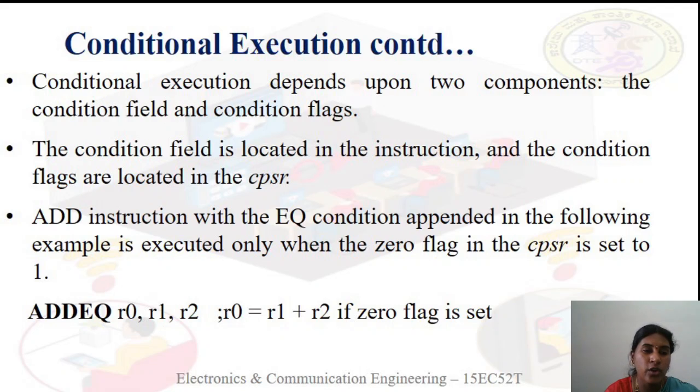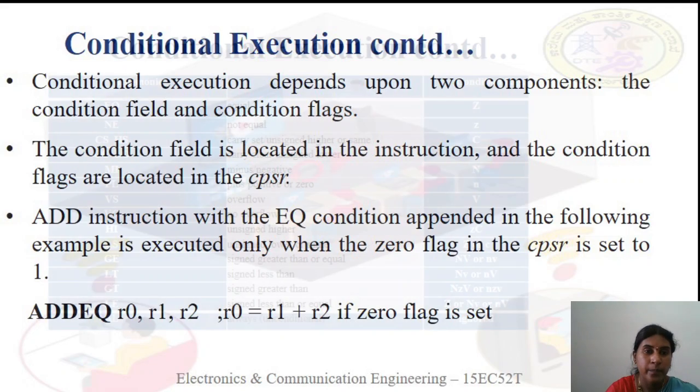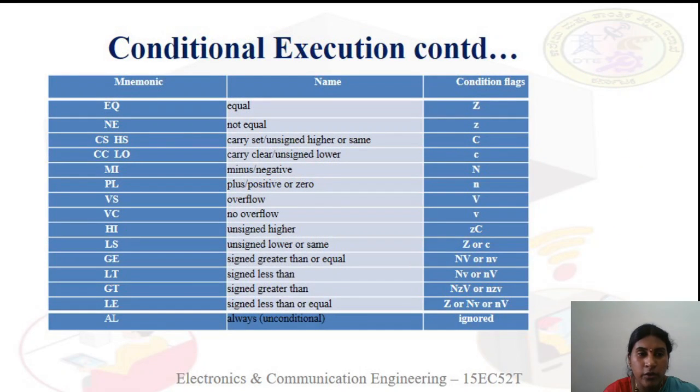See here, ADD EQ R0, R1, R2 means R0 will be equal to R1 plus R2 only if the zero flag is set. It means the EQ condition is checked only. It will execute this instruction if Z is equal to 1. Right? This is the table of mnemonics which is mainly used to do the conditional execution. It contains some mnemonics here. EQ means equal. I told you EQ means it will check for equality. That is, it will check whether the zero flag is set or not. If the zero flag is set, then only it will execute the instruction. Otherwise, it won't execute the instruction.